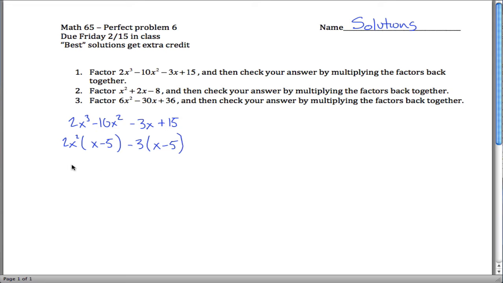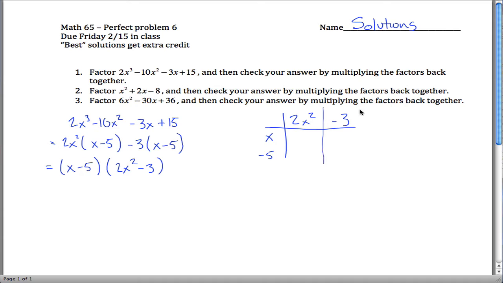And so now what we can do is pull out an x minus 5 from each of these two terms. And that'll leave us with 2x squared minus 3. And so what we've now done is managed to factor this thing down to here. You can check our answer by multiplying those factors back together.